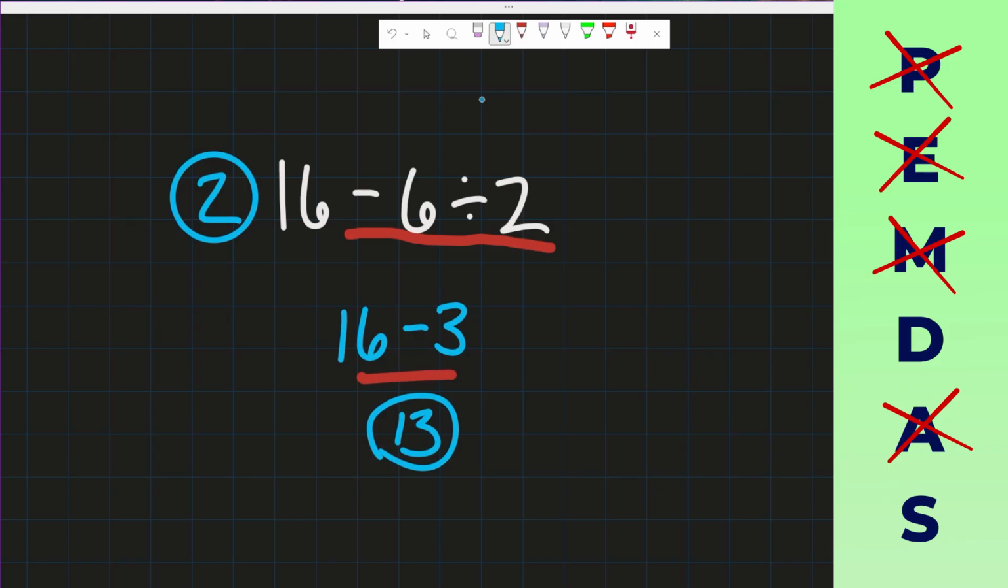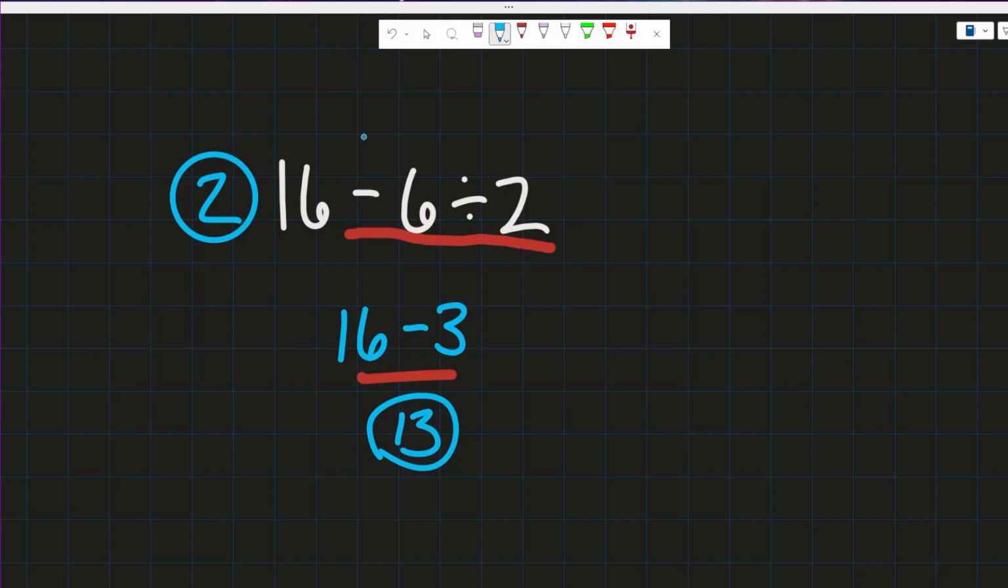Now, before we move on to the third problem, let's take a look at this. In our problem, we have 1 operation, 2 operations, and it took us 2 steps to solve this. So if you look how many operations are inside the problem to start with, it'll let you know how many steps you need to take in order to get your answer.